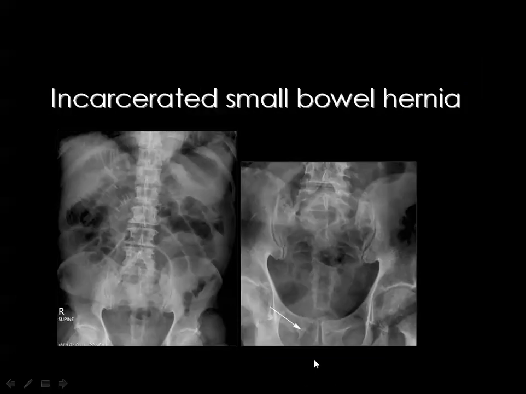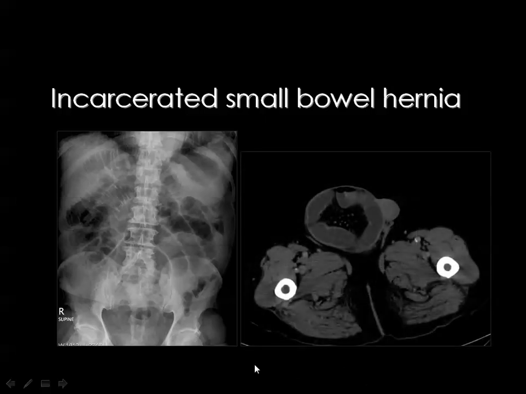Incarceration of the small bowel in hernia, and this is a common film usually seen in the exams, where the plain film will show dilated small bowel loops distended by gas. This is a supine film. But if you look carefully, you can see that one of the intestinal loops is crossing the pubic bone, indicating that it is going through an inguinal hernia.